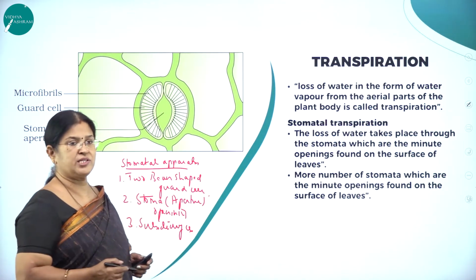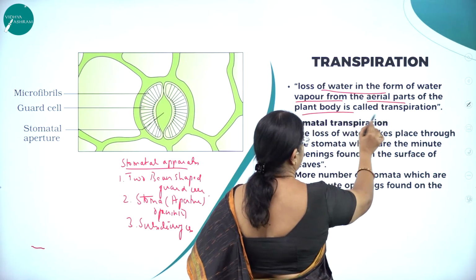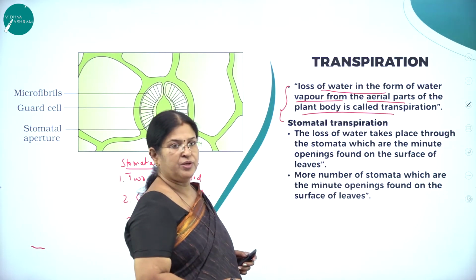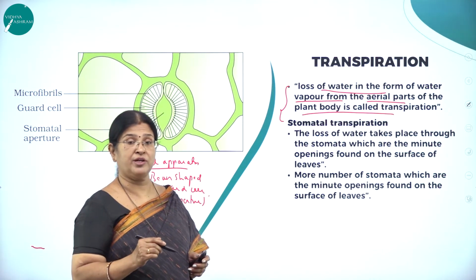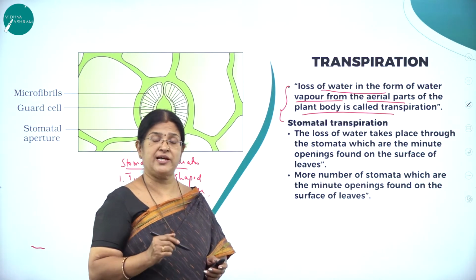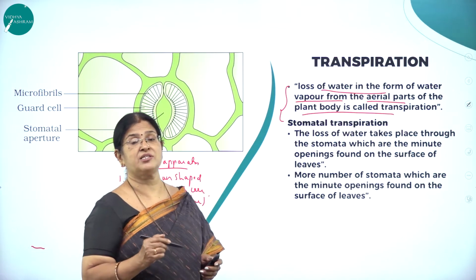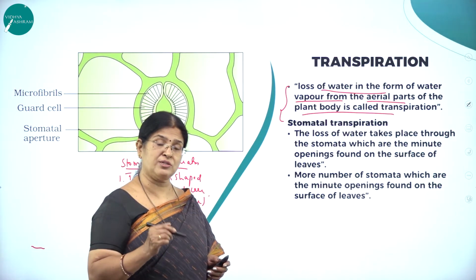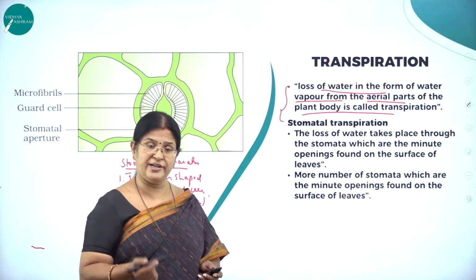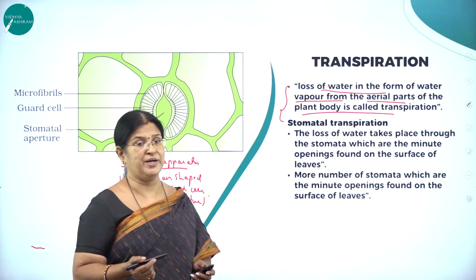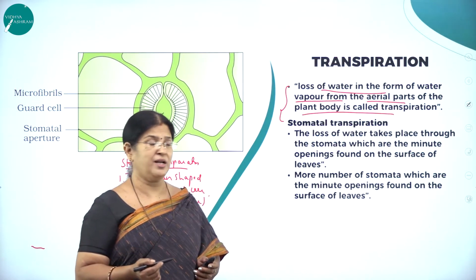And what is transpiration? As I said, loss of water in the form of water vapor from the aerial parts of the plant body is called transpiration. What was guttation? Guttation is the exudation of water in the form of water droplets through specialized structures called hydathodes, which are found on the leaf margins. So transpiration is the loss of water in the form of water vapor through structures called stomata, or lenticels, or cuticle. But maximum transpiration takes place through stomata, hence we call it stomatal transpiration.